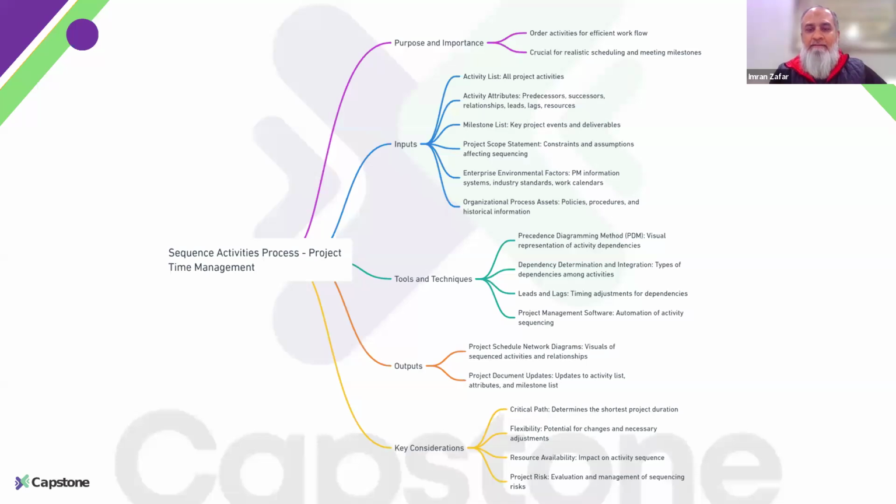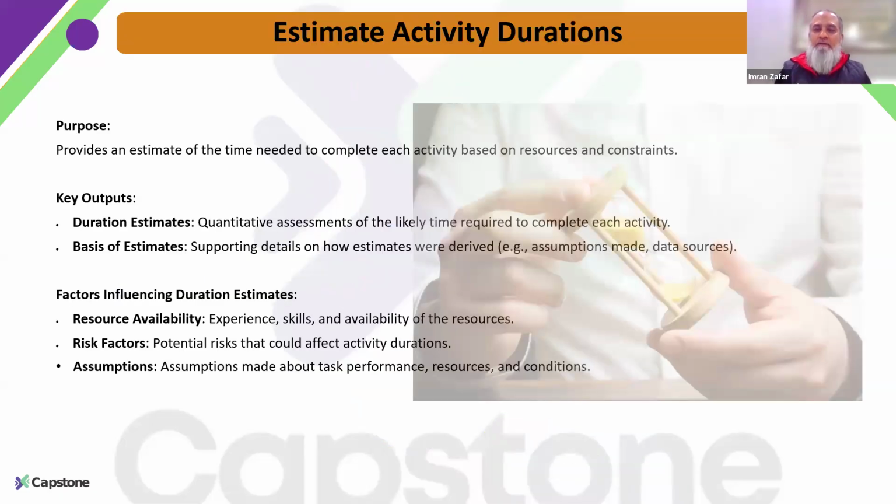And this is just a mind map of the sequence activities process that we discussed till now. You can have a look at it later on. And once we have the complete network diagram available, we know how the tasks are related to each other, and what the leads and lags are. So now we can start estimating how much duration or resources will be required for each and every activity. So this is where the estimate durations process comes in.